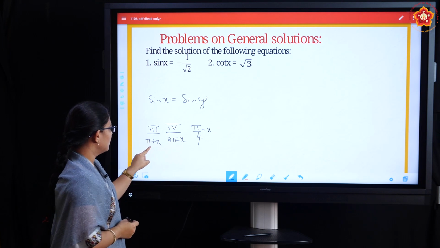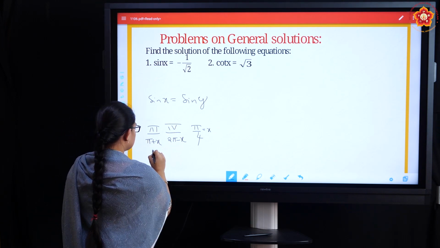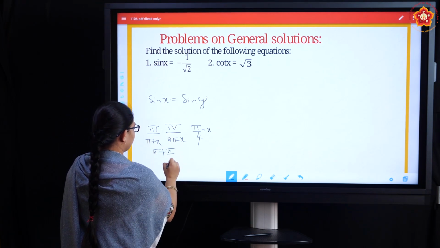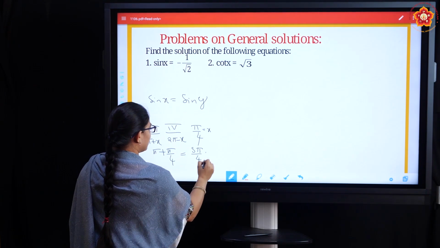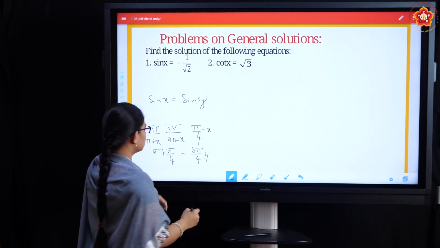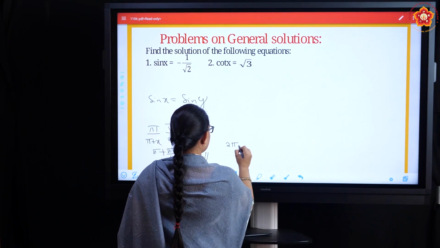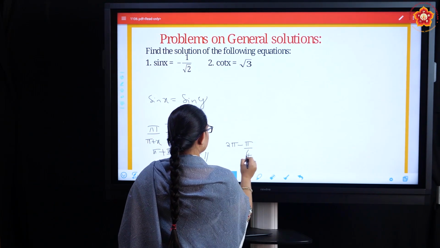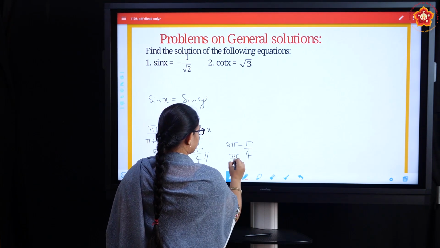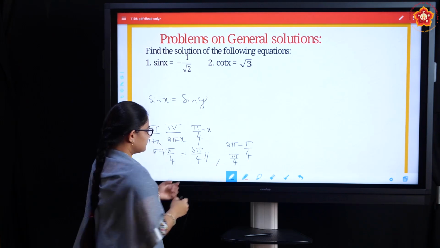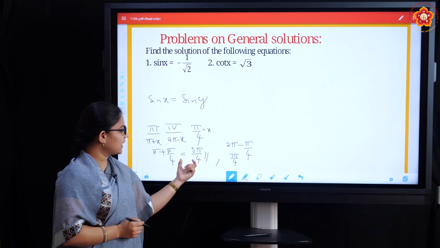Therefore if I take the third quadrant, I have pi plus x, pi plus pi by 4, that is 4 pi plus pi, that is 5 pi by 4 as one of the angles. Or if I take the fourth quadrant angle, 2 pi minus pi by 4, that is 4 into 2, 8 pi minus pi, that is 7 pi by 4. So you are free to choose any of the angles.